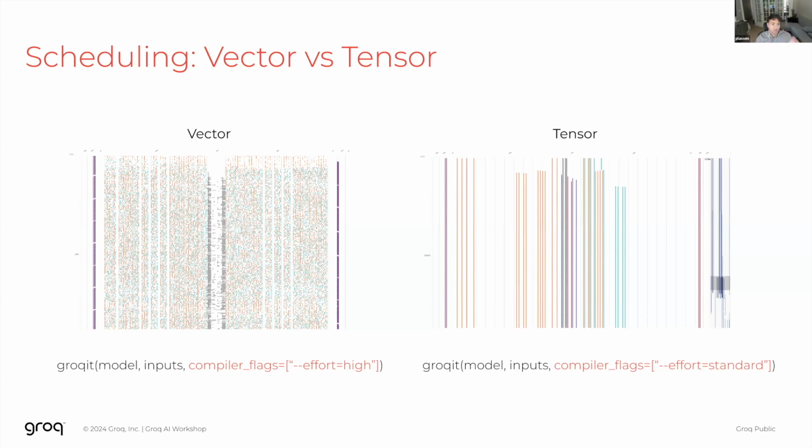You can see on the left side that there is a lot less regularity. It looks almost random. Whereas on the right side, it is incredibly regular. And this has the added benefit that we can do more instruction compression because of the regularity. And that also increases our chance of being able to fit a model on the chip. So that is another advantage of using the standard effort or tensor scheduling.